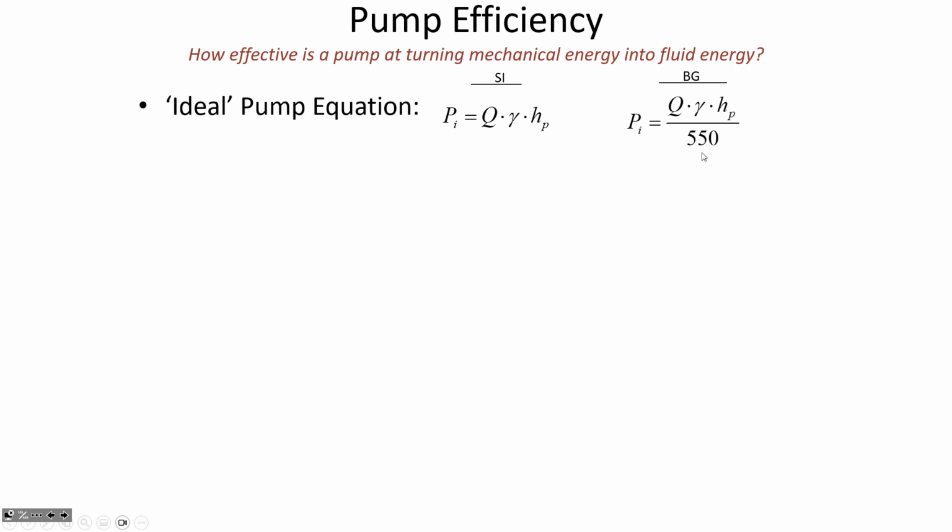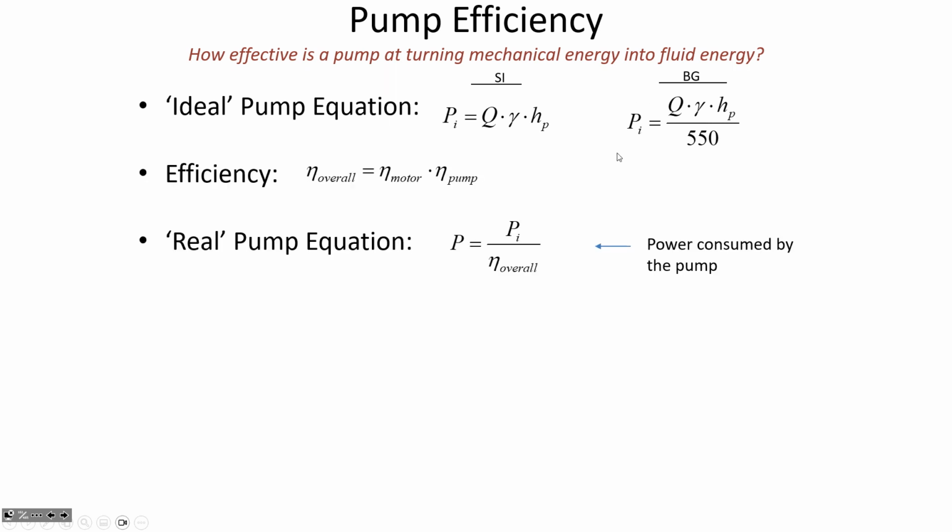In BG units, remember 550 is the conversion between foot-pounds per second and horsepower. So you'd find out the horsepower that's being added to the system by taking into account cubic feet per second, unit weight in pounds per cubic foot, and pump head in units of feet. And then this conversion factor to get horsepower.